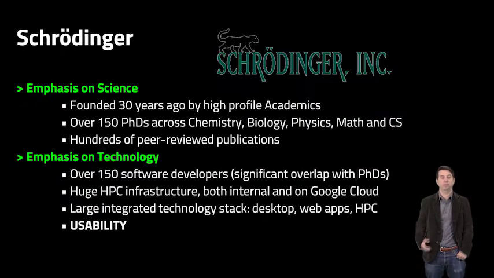The Schrödinger formula to all of this is twofold. We have both a major emphasis on science and a major emphasis on technology. Schrödinger has existed for 30 years, and for a lot of that we were a much smaller company, and we've started to grow as the field has really started to grow. We were founded by academics. You can see our original logo on the top right of the slide. There's a bit of a science joke there. Our first product was called Jaguar, Schrödinger's fast cat. It was quantum mechanics software.